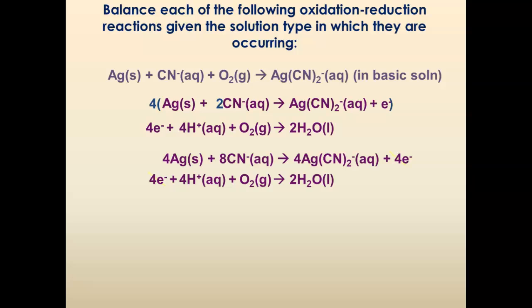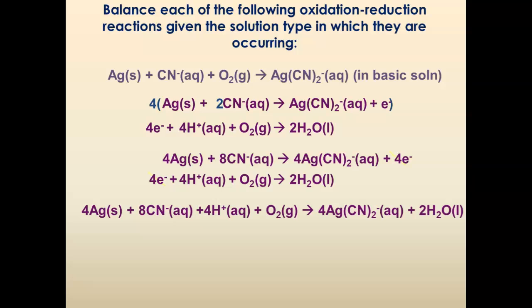I don't know why those are yellow, sorry about that. And so if I look at this particular equation now, I have 4 Ags and 8 CN minus, 4 H pluses and O2. All those combine together to make 4 AgCN2 minuses and 2 H2Os. And I don't care if you write the aqs or the s's or the l's or the g's. Sorry, I didn't say that sooner.